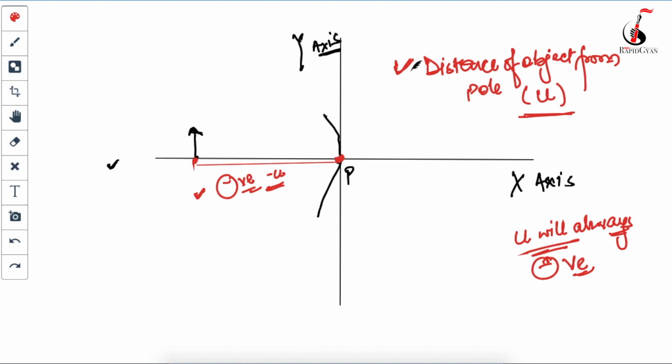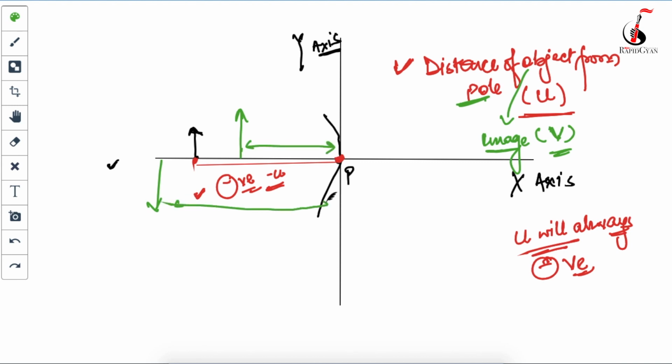Now the question comes over here: what will be the distance of the image? In place of object, if I write image, the distance of the image from the pole is denoted by letter v. Just remember this. If your image is on the left hand side, whether it's like this or like this, in both cases it's on the left hand side.